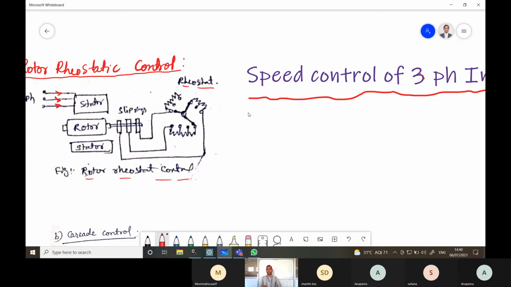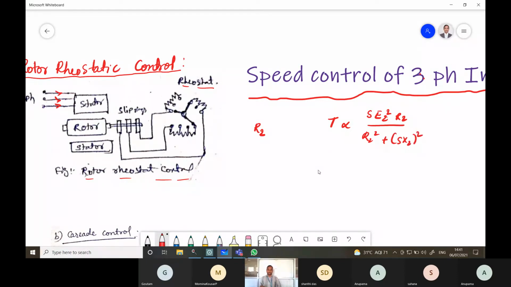The rotor resistance is represented by R2. So what is the torque equation? Torque is directly proportional to S into E2 square into R2, divided by R2 square plus (S X2) whole square. So this is your torque equation.